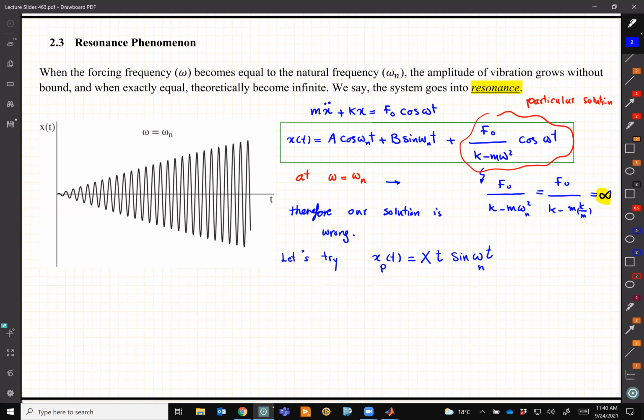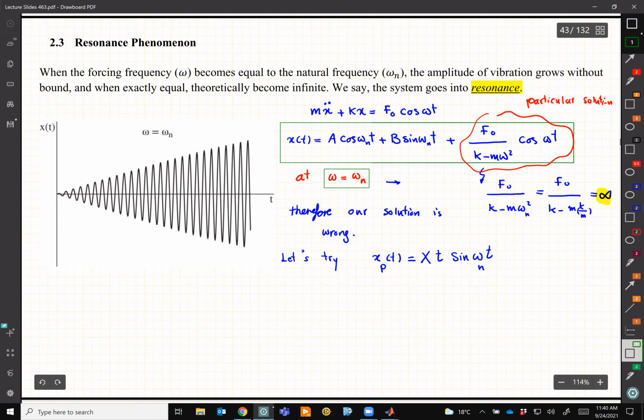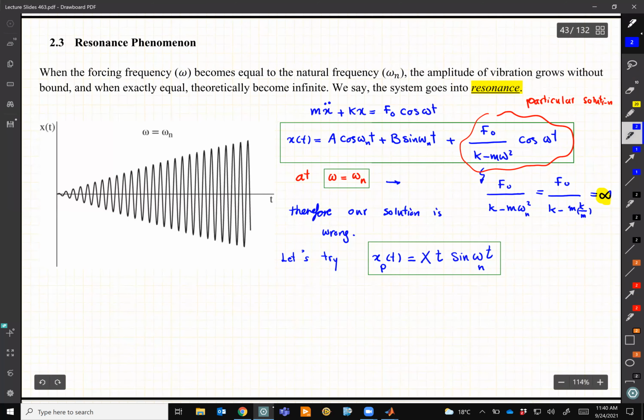Remember, we are solving this equation not for a general case. We are solving it for omega equal to omega_n. And this is what we guess. We guess that might be the answer. We don't know for sure, but we guess that might be the answer. Again, if you recall in differential equations, sometimes we have to rely on guess and try and see if it works or not. Let's try that one.